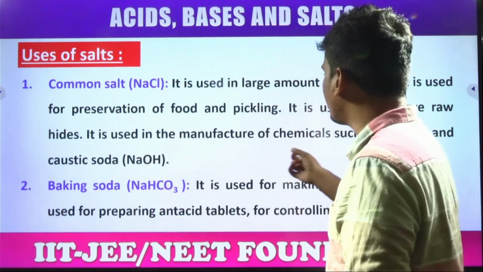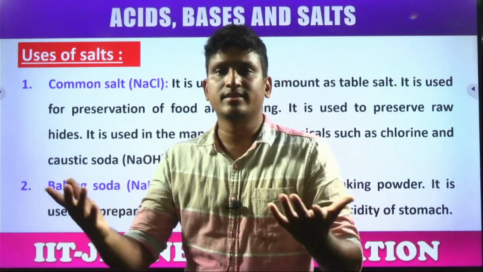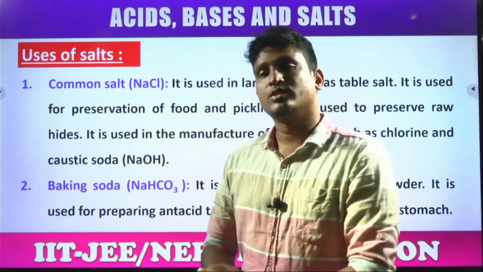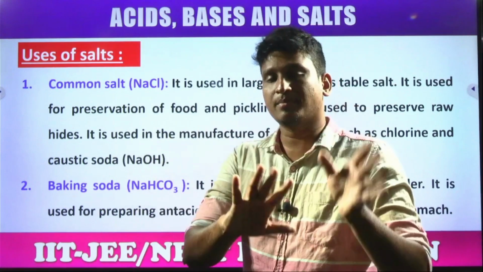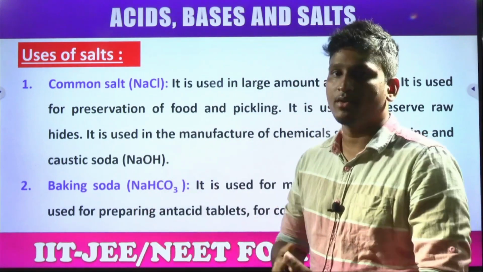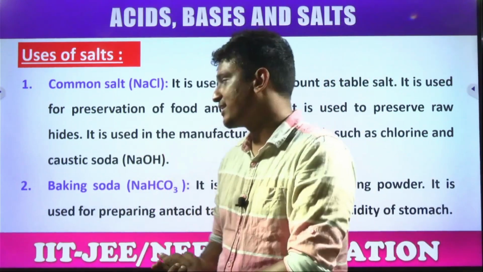It is used in the manufacturing of chemicals such as chlorine and caustic soda. Sodium chloride formula NaCl. So chlorine can be synthesized from sodium chloride. What is the use of chlorine? It is used as a disinfectant as well as for the preparation of other useful compounds. And caustic soda, which is sodium hydroxide, is a strong base. It has many uses even in organic synthesis reactions.